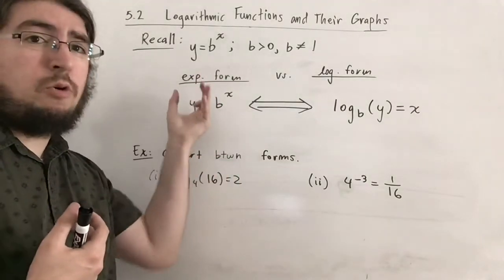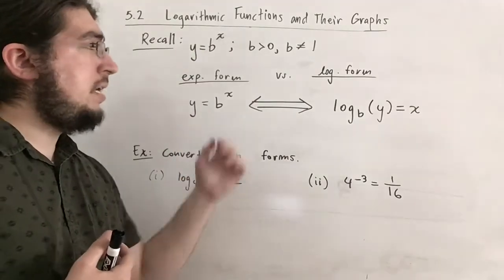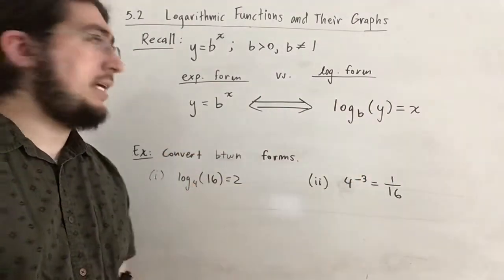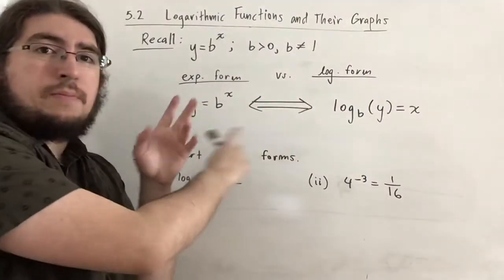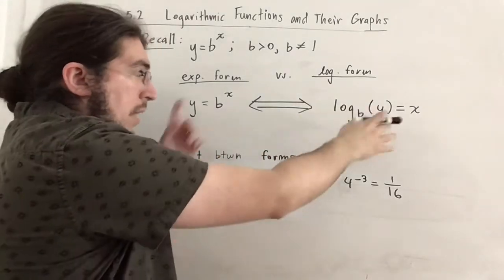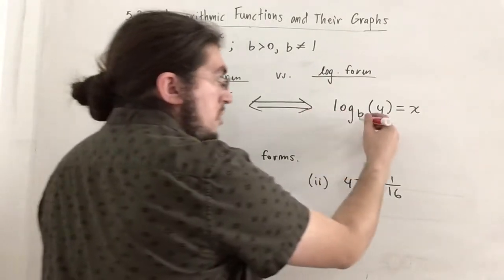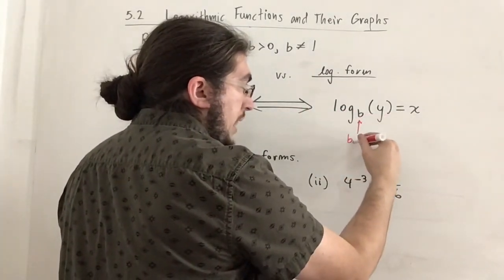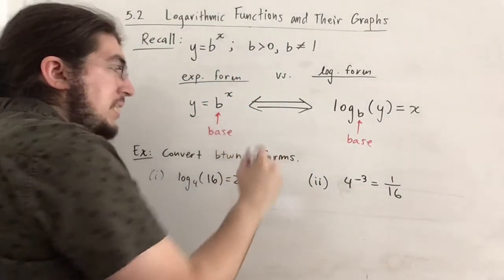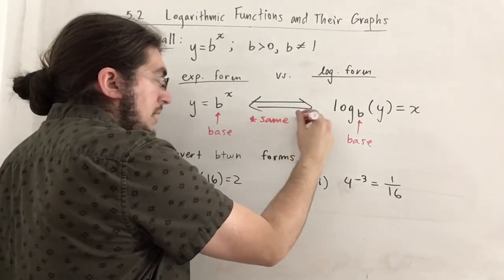So an exponential form is y equals something to the x, b to the x, where logarithmic form, on the other hand, is log base b of y is equal to x. So these are the same components here. b is the same, y is the same, and x is the same. The way you phrase this is you say log base b. So this is the base, just like this is the base. So they have the same base. That's something to keep in mind. In fact, I'll write that here. They have the same base.